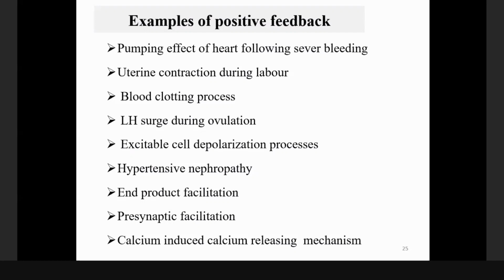Actually, you will see the depolarization process of excitable tissue in module 1, part 2.